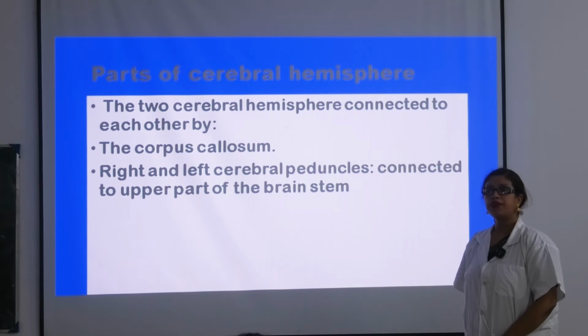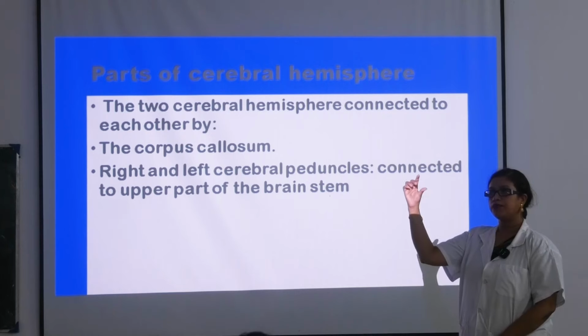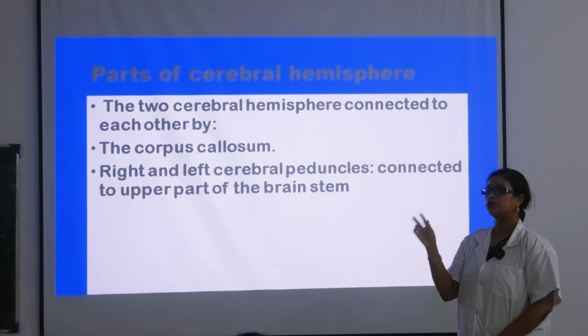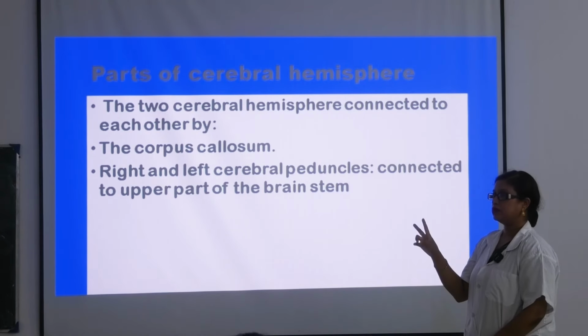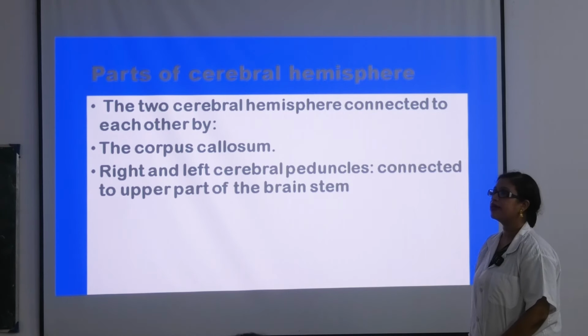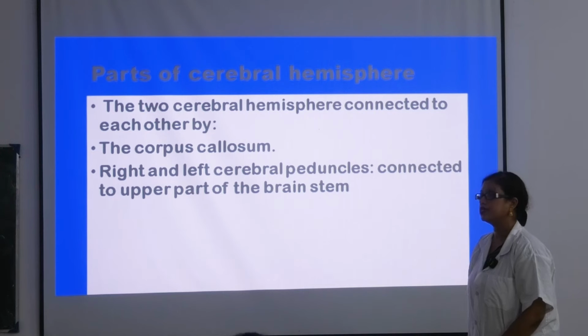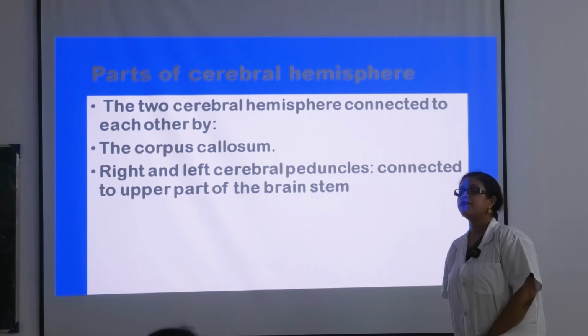Brainstem consists of three parts. কি কি? একটা হচ্ছে মিড ব্রেন, পন্স, মেডুলা অবলাঙ্গটা। তো মিড ব্রেনের যে দুটো পার্ট, সেটার সঙ্গে সেরিব্রামের যে কানেকশন, that is done by the right and left cerebral peduncle. এটা একটু লিখে নিন, right and left cerebral peduncle.